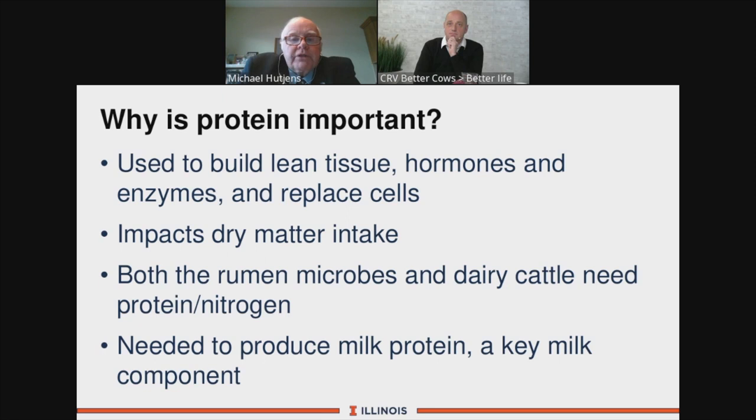Well, why is protein important? Well, for clarity, let's just make believe that word is amino acid instead of protein. But we use the generic term protein there. And you can see the entire list of why milk protein is important. It does a lot of important things, certainly impacts dry matter intake.